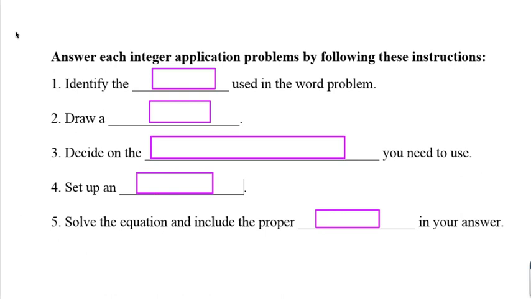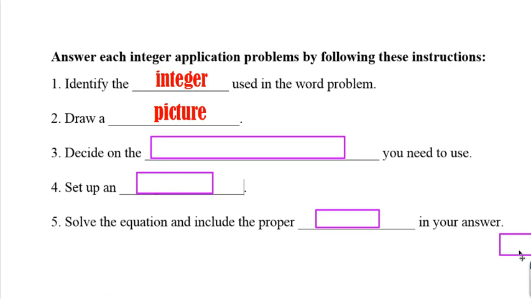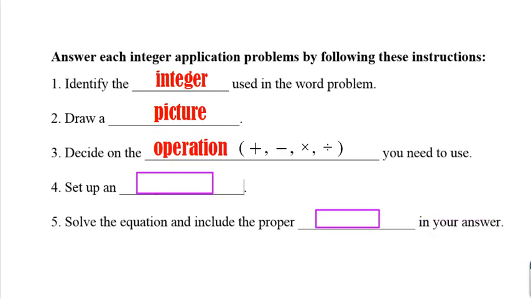When you're solving integer word problems, the first thing you need to do is to identify the integers used in the word problems. Then it always helps to draw a picture of the problem you're solving. After you've drawn a picture, decide on the operation that you need to use. Is this an addition, subtraction, multiplication, or division problem? You need to figure that out.